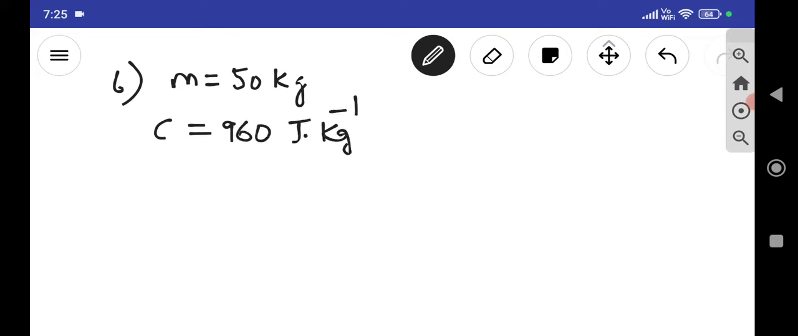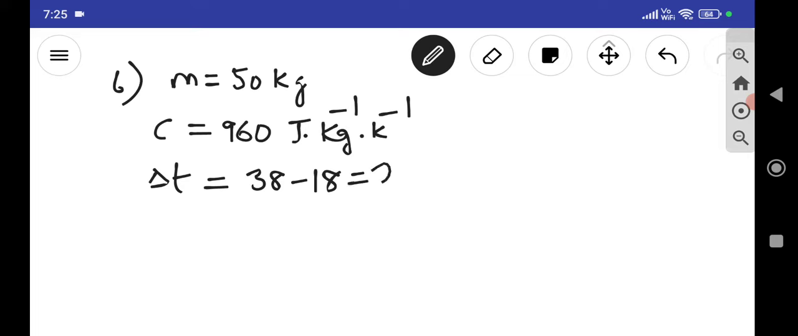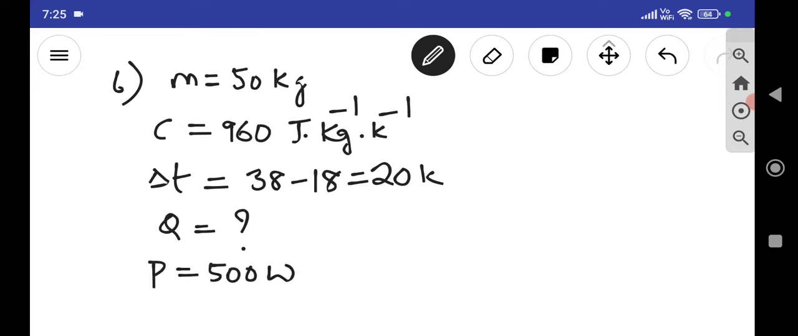Next, question number 6. What is given? M is given as 50 kg. C is equal to 960 joule per kg per Kelvin. Change in temperature delta T is equal to final 38 minus initial 18. So we get 20 Kelvin. So heat energy we should find out, and also they gave another point, that is power is 500 watt. Right, you know the formula for power. Power is equal to heat energy by time.